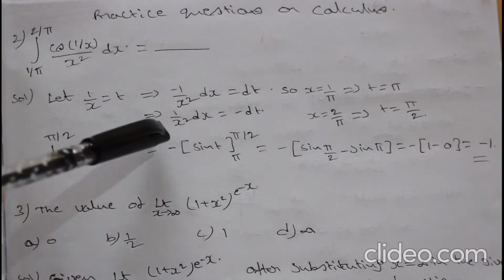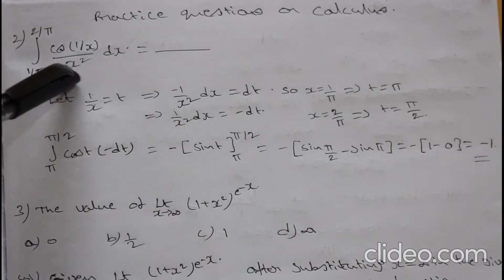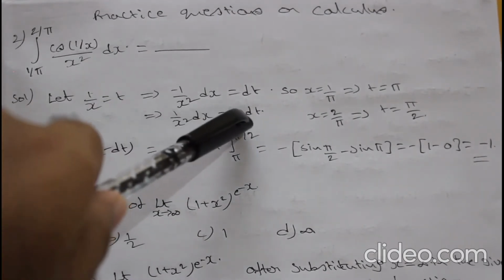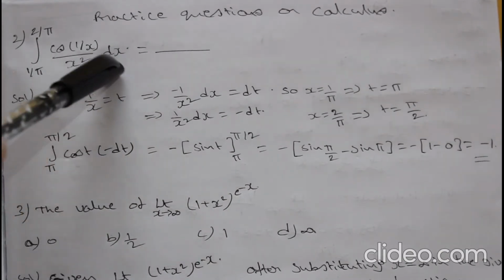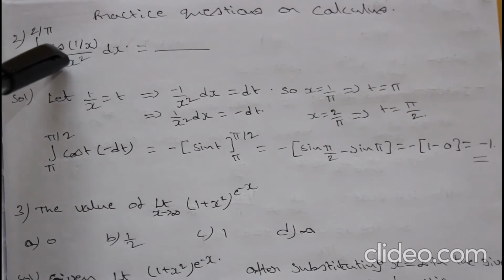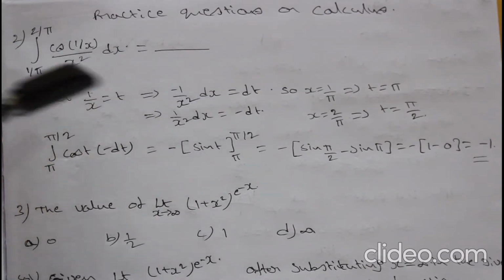So 1 by x square dx is equal to minus dt, because we already have the 1 by x square dx. We can replace 1 by x square dx with minus dt, and here cos of 1 by x will be cos t. Now we have to replace the limits.